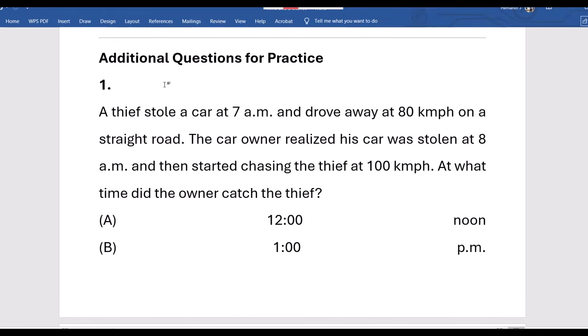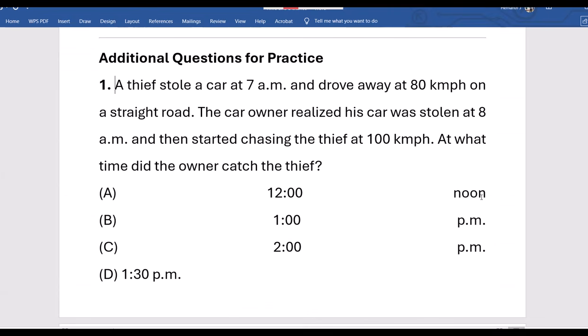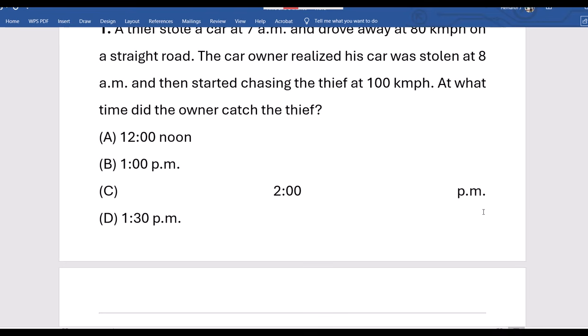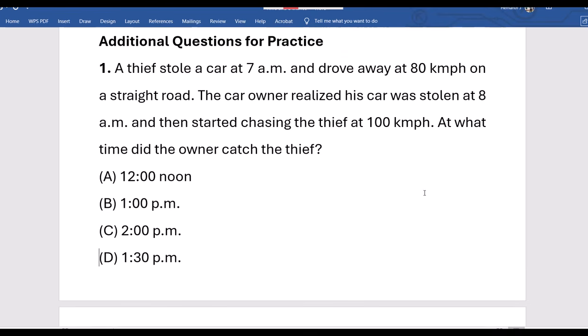Now this question, first one in additional things. A thief stole a car at 7 a.m. and drove at 80 km per hour on a straight road. The owner realized at 8 a.m. and started chasing. Now how much time is in the same time? Both are not at the same time. What time do we have to consider now? 8 a.m.